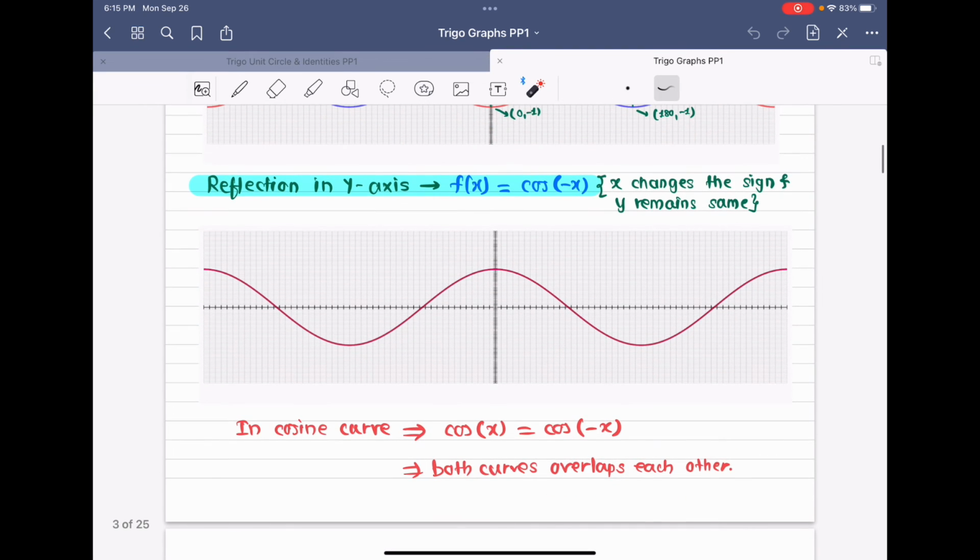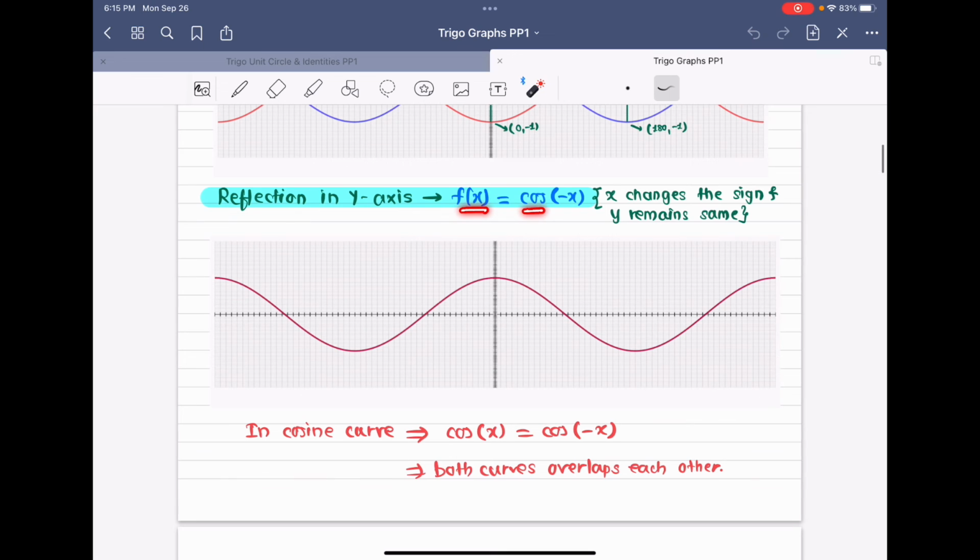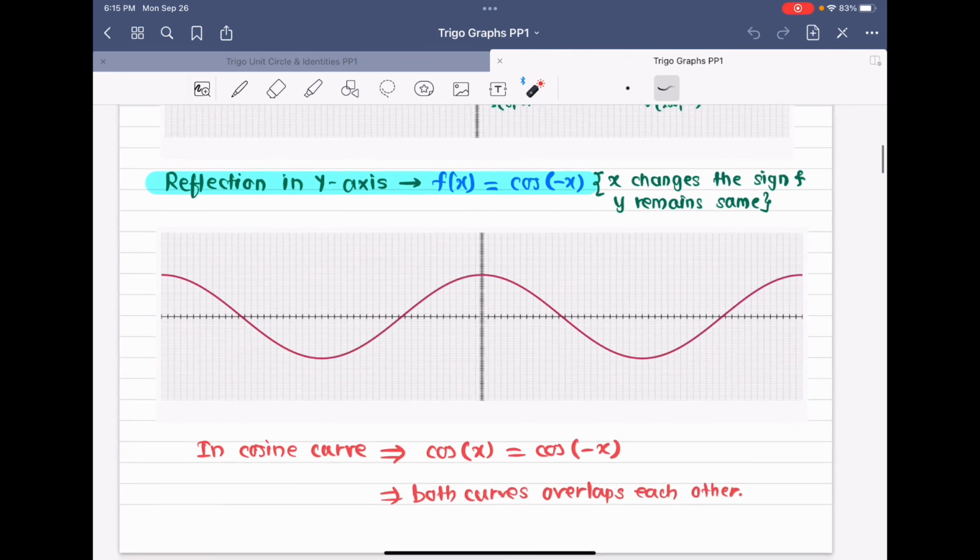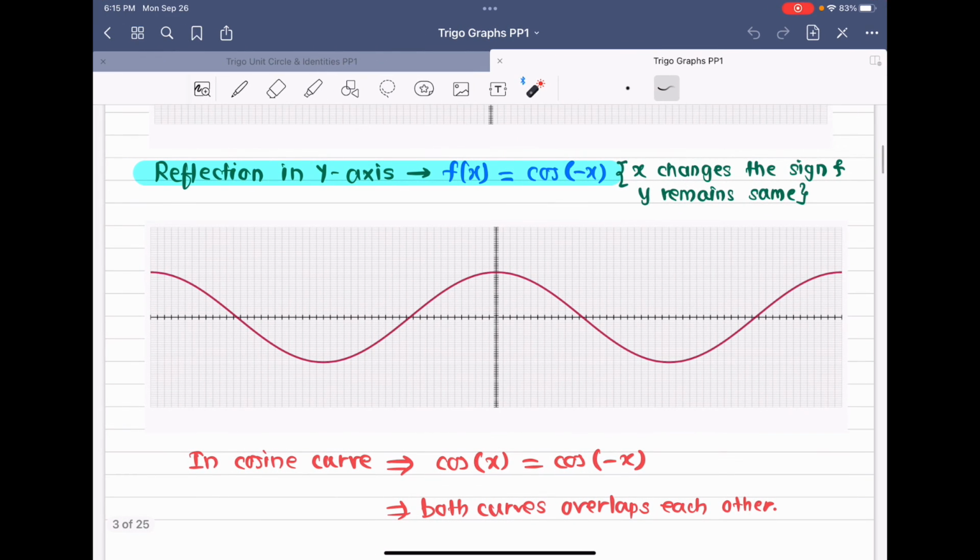Reflection in the y-axis, f of x is equal to cos of negative x. You are changing the sign of the x value. So you can see, unlike sine, here cos x and cos of minus x exactly match. So cos of 0 is 1. Cos of minus 0 is still 1. So f of x is equal to cos x and f of x is equal to cos of minus x are exactly matching with each other.